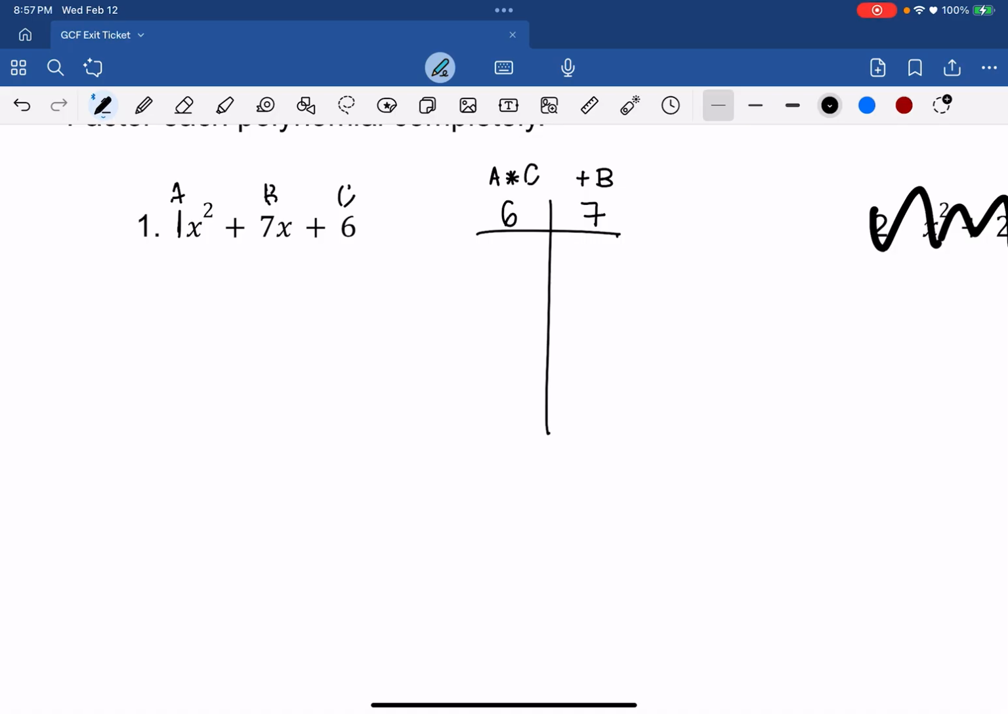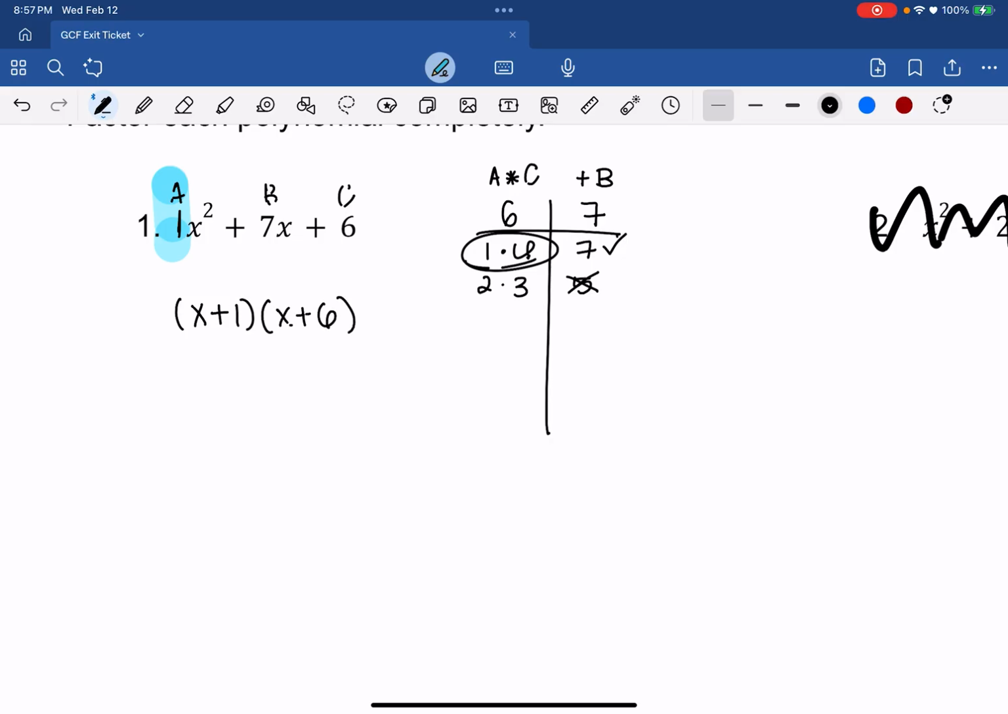The factors of 6 are 1 times 6 and 2 times 3. Well, 2 times 3 adds to 5, so that's not going to be what I use. I'm going to use 1 and 6, because it adds to 7. So again, this is the shortcut. A has to be 1 to use this shortcut. Whatever you get for the factors you are going to use is your answer. So x plus 1 and x plus 6.